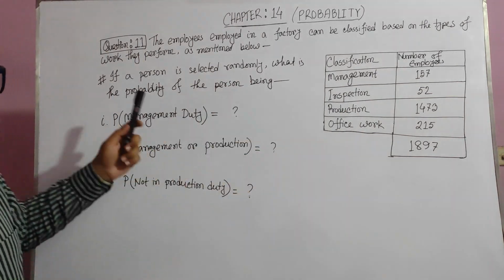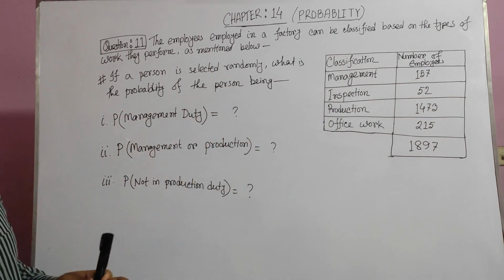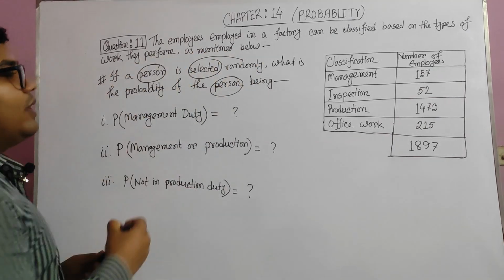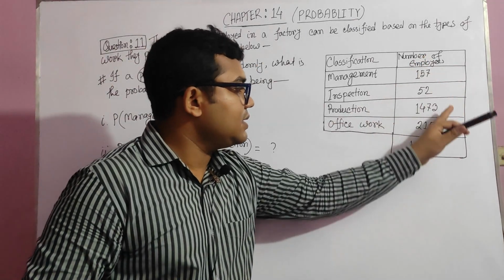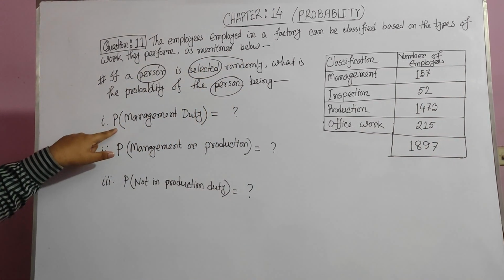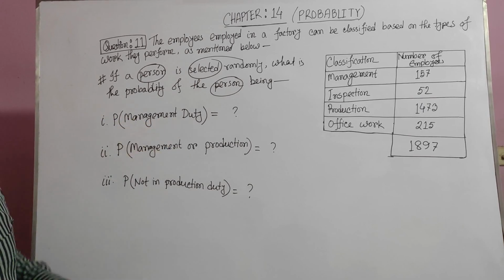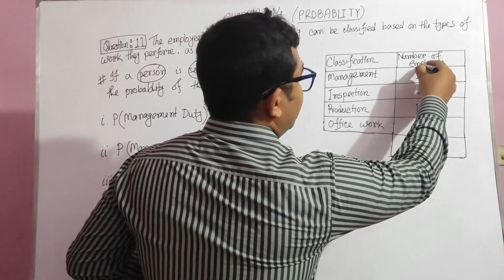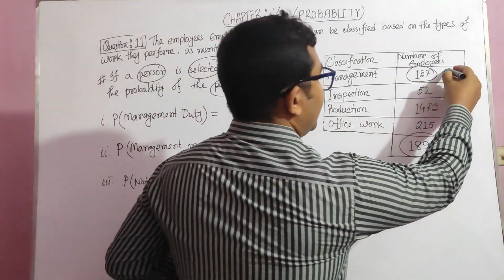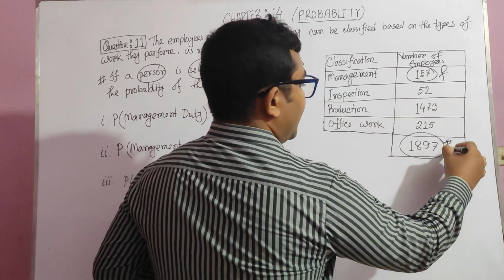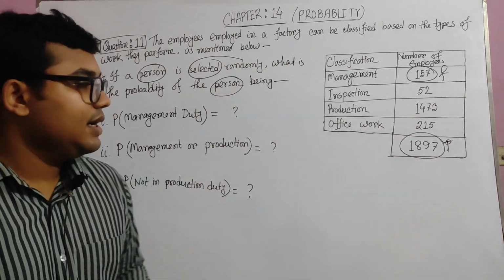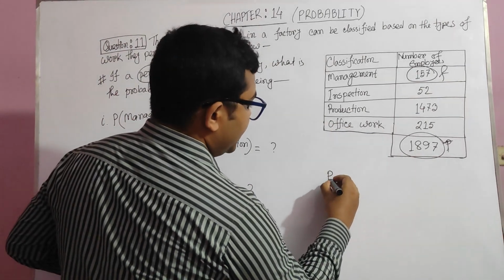What is the probability for the person being selected from these categories? Our first question is to find the probability of a management duty. Here is our management duty, which is our favorable part, and here is our total part. As I mentioned earlier in your basic lecture, this is how to find the probability.